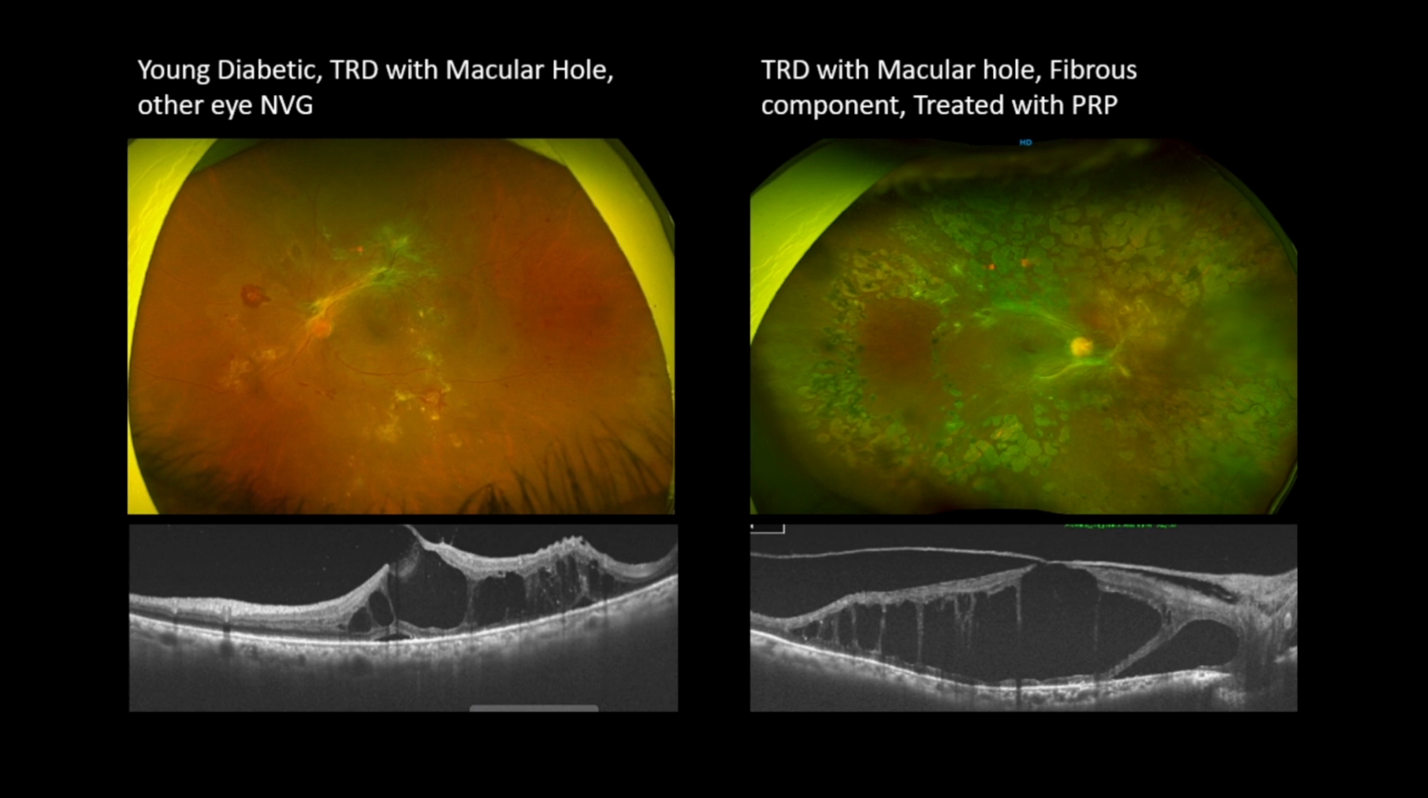But if the macular hole was not there, then I would not operate this patient, because here the macula is not involved in the TRD. So in this situation, maybe best would be to do a PRP first and stabilize the disease. And if at all the TRD progresses to involve the macula, then I would intervene at that time, but not at a time where the macula is not directly involved in the TRD.